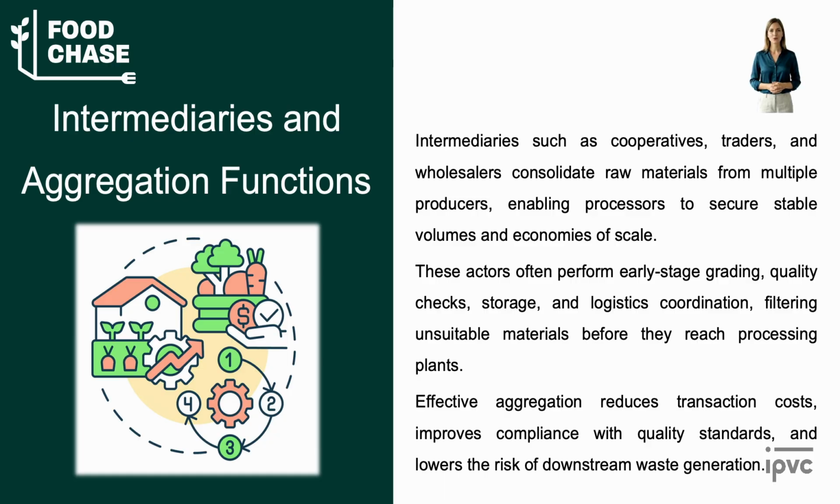Intermediaries such as cooperatives, traders, and wholesalers play a key role by aggregating raw materials from multiple producers. They often carry out early quality grading, storage, and logistics coordination. By filtering unsuitable materials before they reach processing plants, intermediaries help reduce downstream waste, stabilize supply volumes, and lower transaction costs for processors.